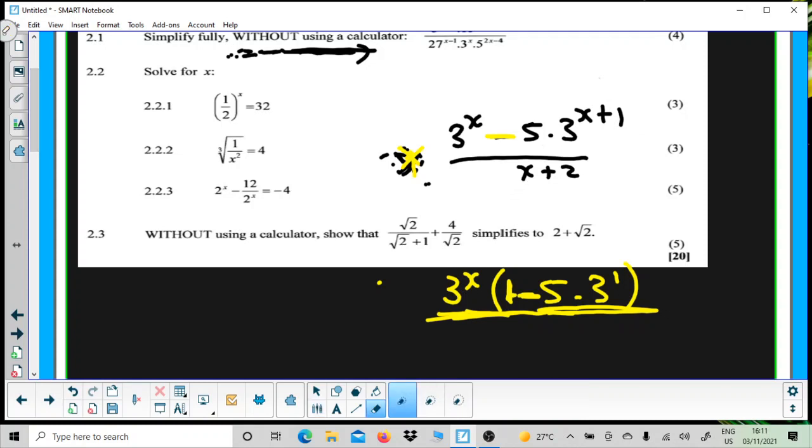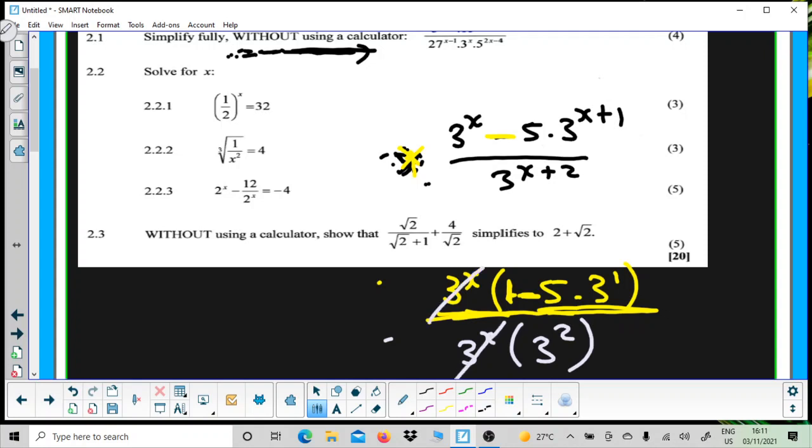Let me put a 3 there so it will solve easily, because if it becomes 3 to the power 2x, then I'll have to explain other things. There's something we did that was called the K method. I hope you still recall. So it will be something of this sort. And then we will cancel that and we carry on.